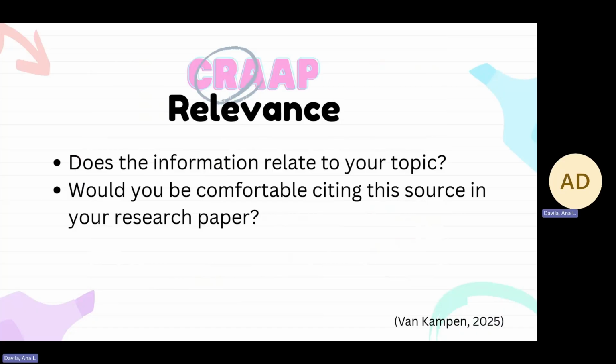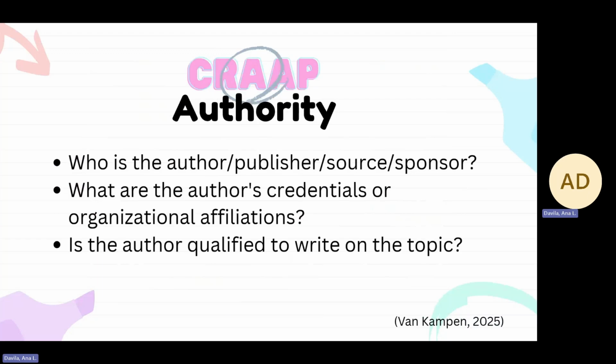So think about that. Who is the author? Authority, right? Who is the author? Who is the publisher? Who is the source? Who is the sponsor? Because everybody has an intention. And this is where the organization, the author's credentials, or organizational affiliations come in.